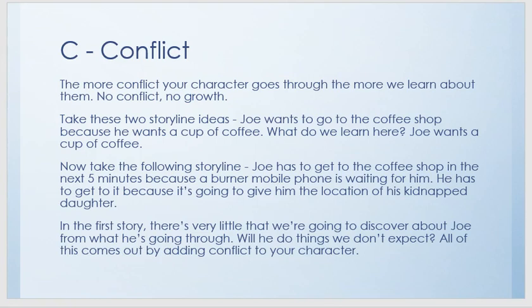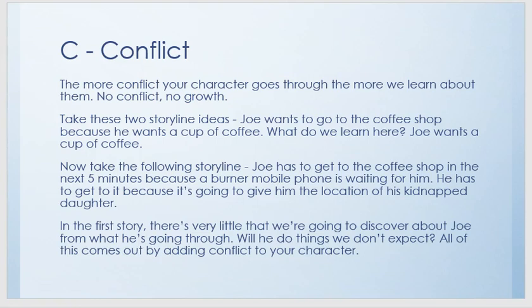What are we going to find out about Joe from the first instance? Not much, apart from his love of coffee. But in the second instance, we're going to find out a lot more about Joe. What does Joe need to be? What kind of person does Joe need to become to rescue his daughter? What if he doesn't get the phone? What's he going to do then? So putting conflict in your storyline is going to change your character.